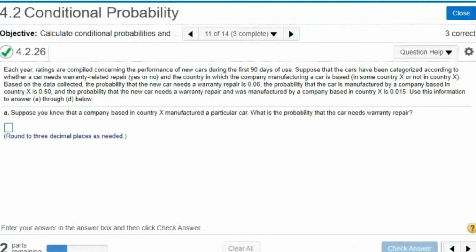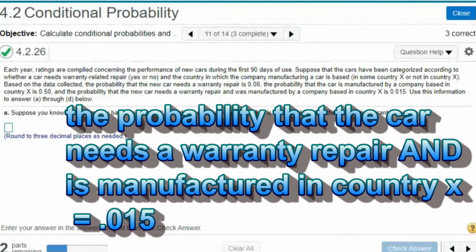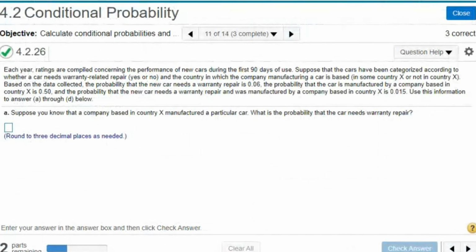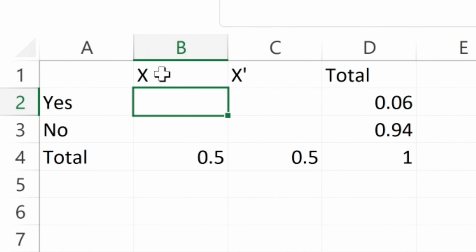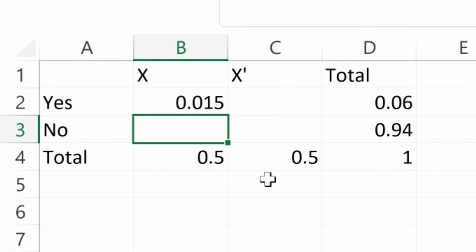There's one more number they gave us: the probability that the new car needs a warranty repair and was manufactured by a company based in country X is 0.015. Okay, so let's fill that in on Excel. That would be the intersection of yes and X, and that's 0.015. So now we can fill in all the rest of the cells. Since the rows have to add up across to the total and the columns add up down each column, we can easily find the missing numbers.